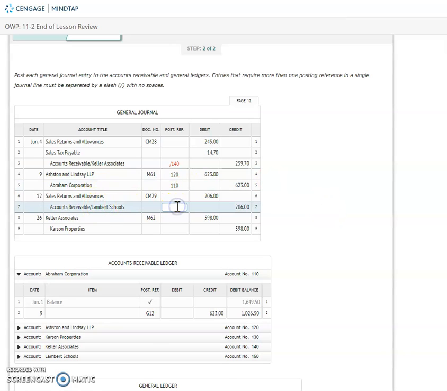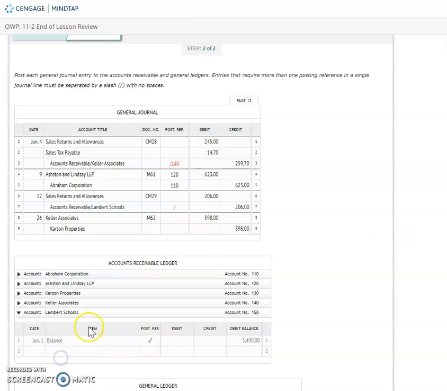Next one I see is Lambert Schools. Here I'm going to start with that slash. I'm going to go to Lambert Schools. The date is the 12th. Post reference G12. I have a credit of 206, a debit and a credit, so I'm going to be subtracting. My new balance is 3,284. Account number 150 will go up behind that slash. Again, that's going to be red that we will fix later.